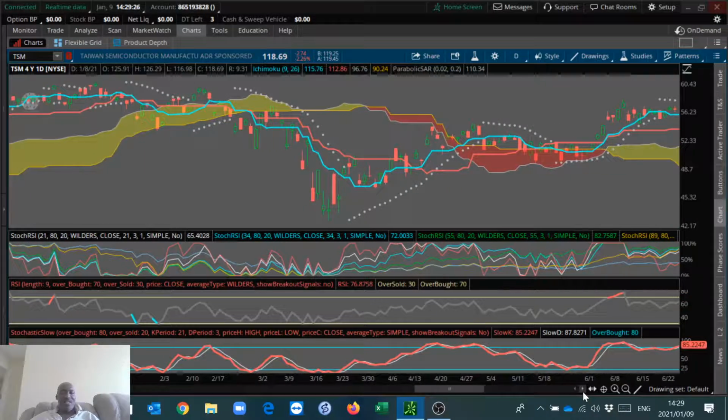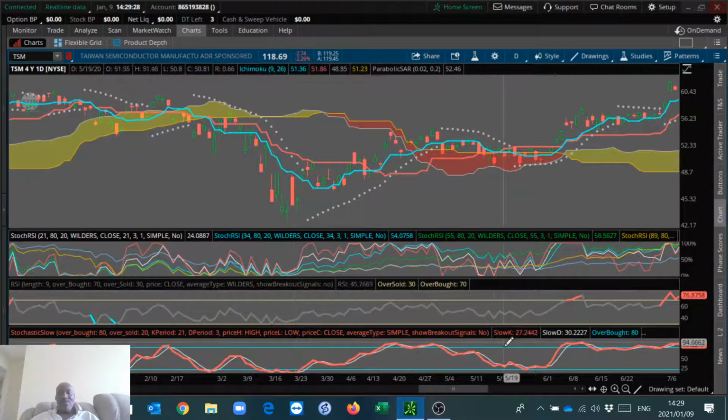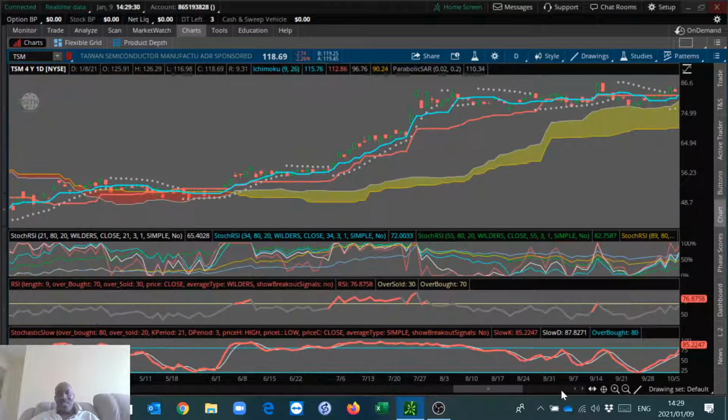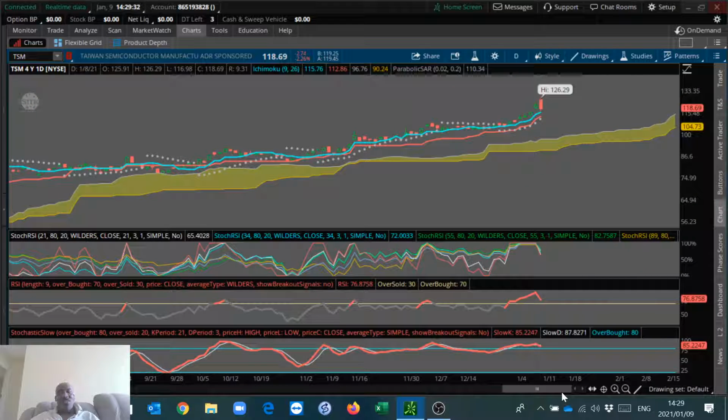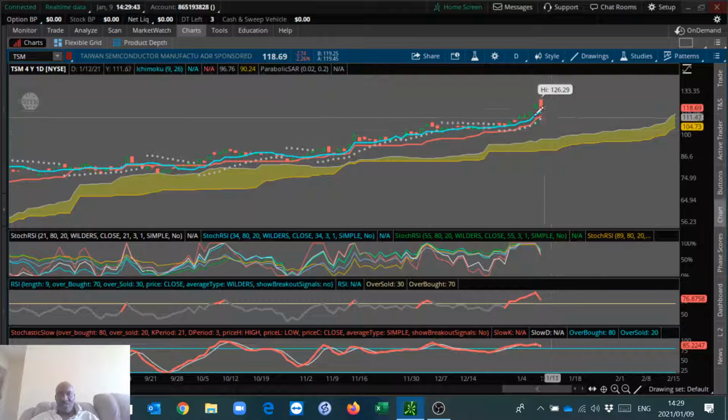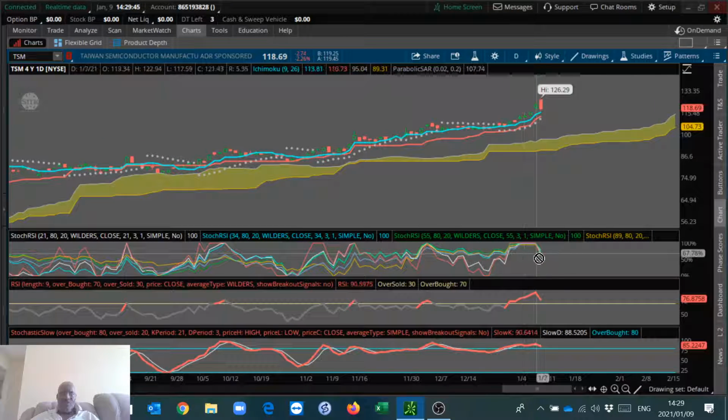Why did I pick TSM? TSM is because it's currently displaying one of the key topping zone formations. This is a daily chart. All of them had been grouped last week, and on Friday it went down a bit, 2.2% down, but we had this nice grouping there.